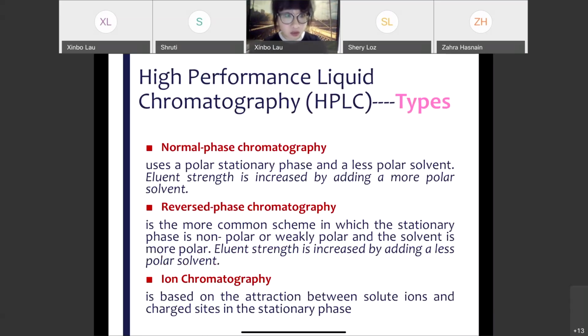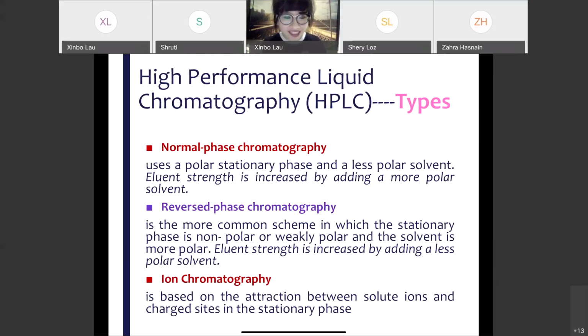The one you need to focus on is important. If you're not paying attention earlier, please pay attention here. Reverse phase chromatography is more commonly used, in which the stationary phase is non-polar or weakly polar, and the solvent is more polar. It is more applicable because it will work for more samples. Again, reverse phase chromatography. I'll say it one more time.